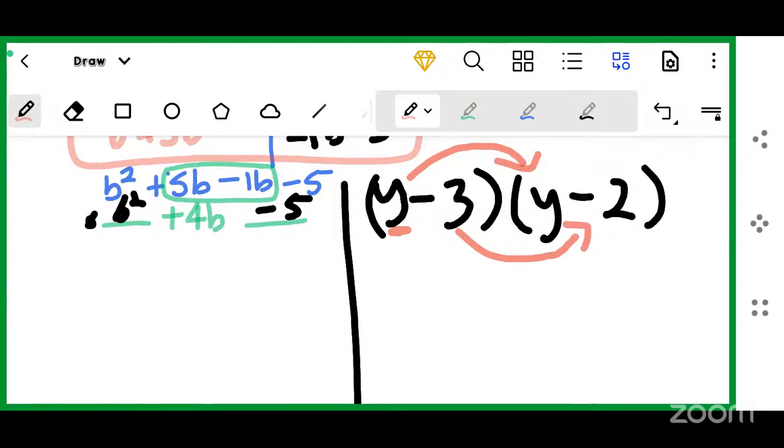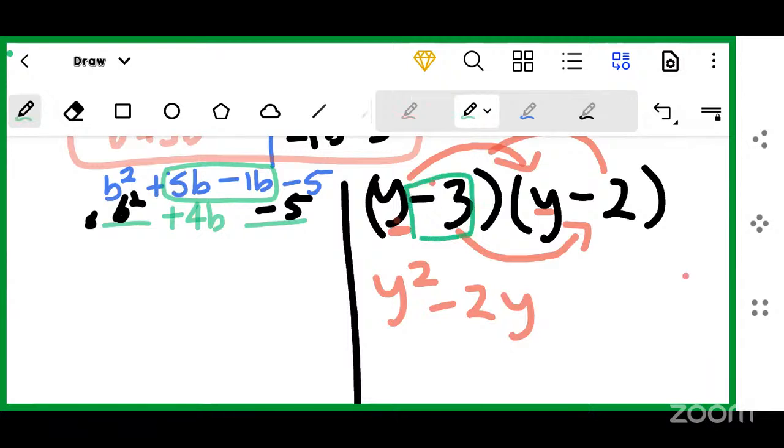So what you're going to have is y multiplied by y, which is going to give you y squared, right? Then y multiplied by negative 2 gives you negative 2y, right? For the second part, you deal with negative 3, removing the brackets. Negative 3 multiplied by y is negative 3y. Are we okay with that part? Yes, ma'am. Perfect.